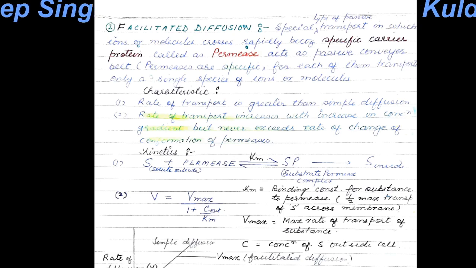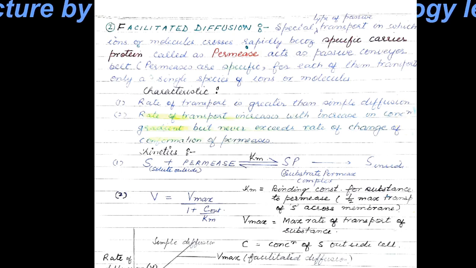What is this facilitated diffusion? It is a special type of passive transport in which ions or molecules cross rapidly. It is more rapid than simple diffusion because of the specific carrier protein which transfers it, but the rate never exceeds the rate of change of conformation of permease.